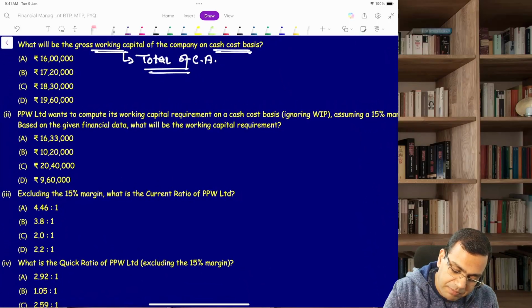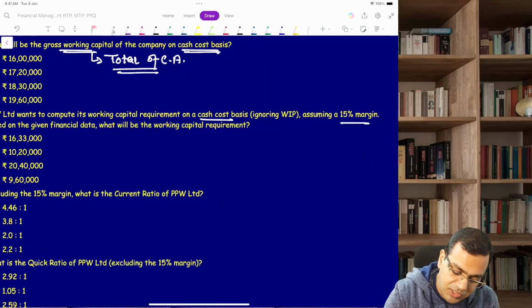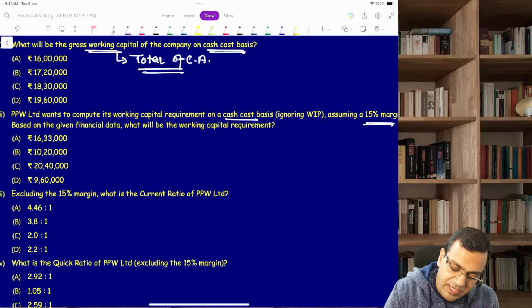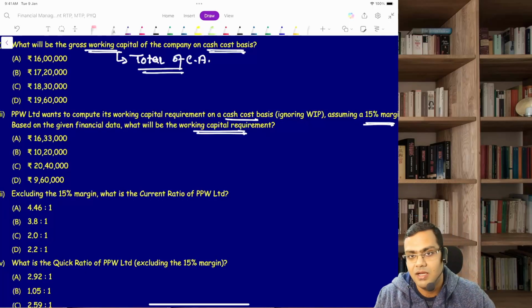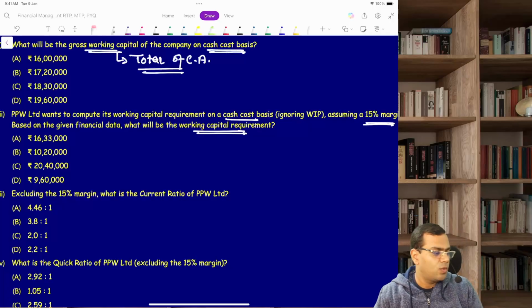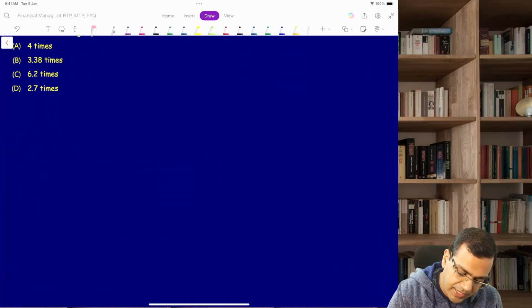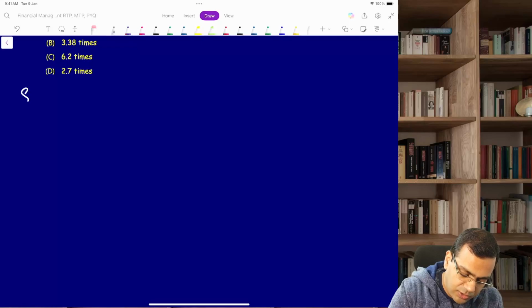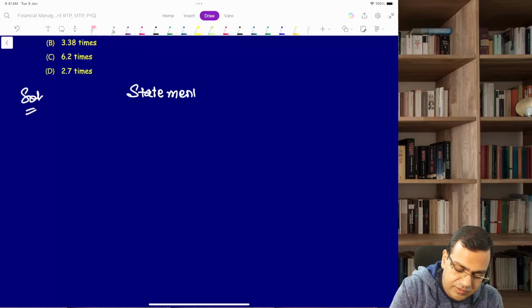PPW wants to compute its working capital requirement on the cash cost basis, assuming 15% margin. Based on the financial data, what will be the working capital? That means the total working capital statement, right? Let's prepare this much first. Let's prepare the statement of estimation of working capital, right? Okay, let's do it. Solution. Statement of estimation of working capital.